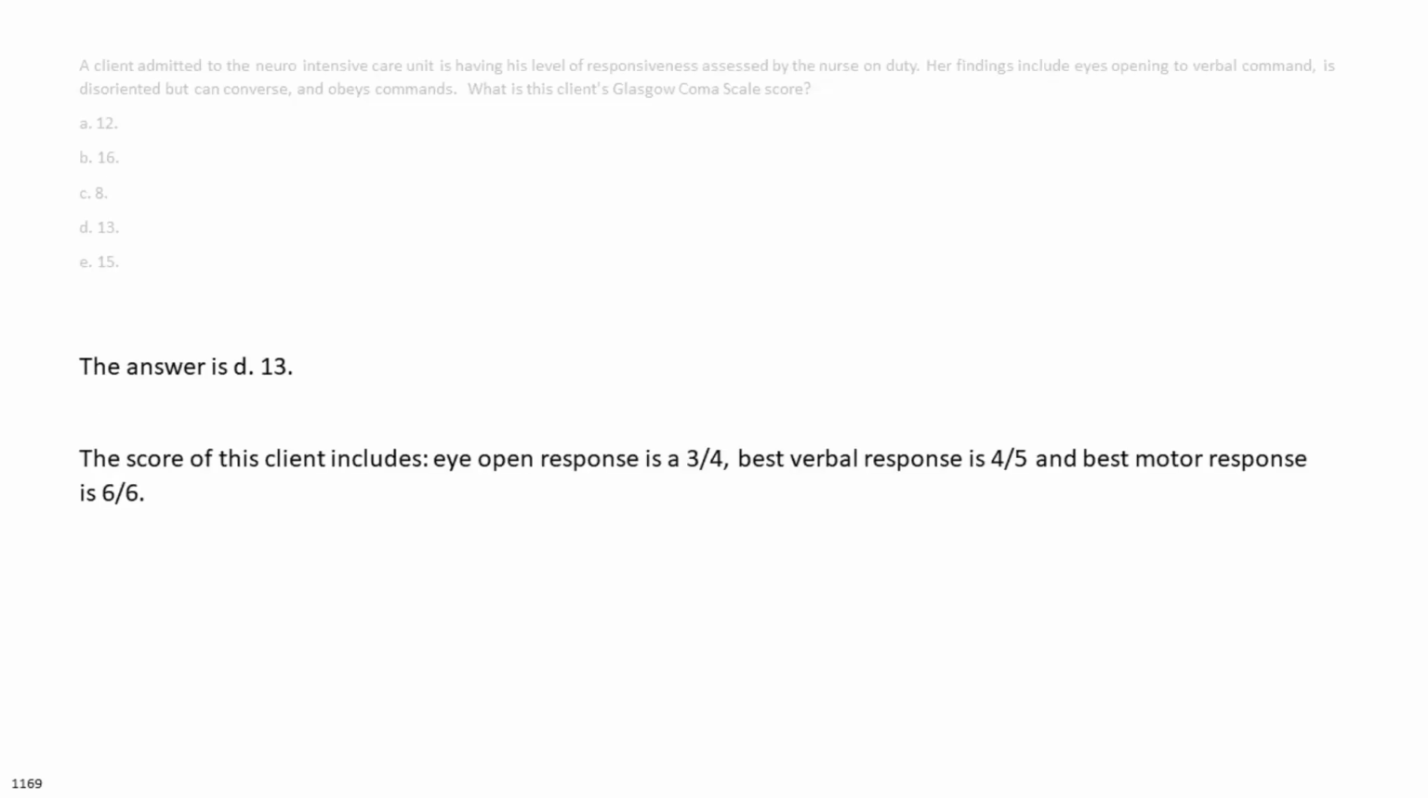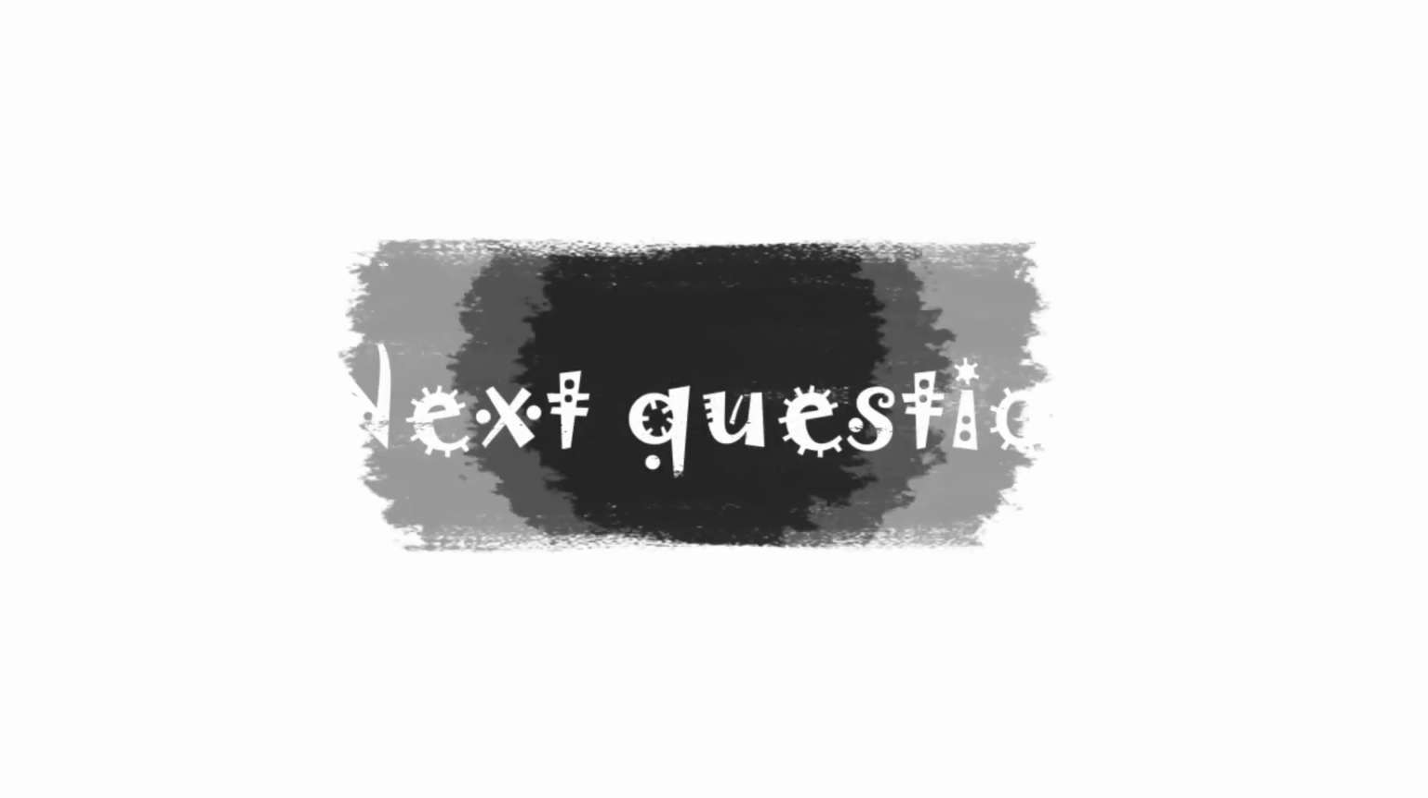The answer is D. 13. The score of this client includes eye open response, which is a 3 out of 4, best verbal response is 4 out of 5, and best motor response is 6 out of 6.